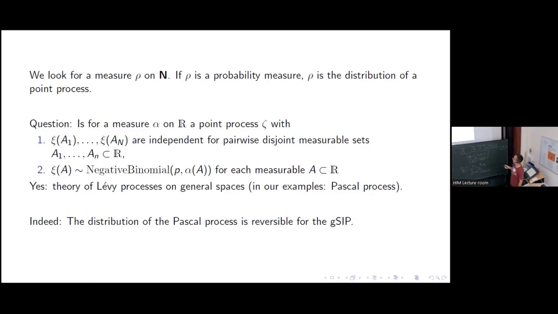Okay, that's good, because then I can introduce it. So you have here these two axioms, and you can also prove that it exists. And there's even a much more general theory, namely the theory of Lévy processes on general spaces, for example, manifolds. You can replace the negative binomial by another arbitrary infinitely divisible measure. Good, and it turns out that the distribution of the Pascal process is indeed reversible for the G-SIP. Okay, so reversible measure, we did it.